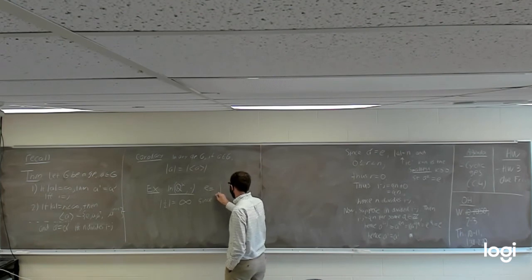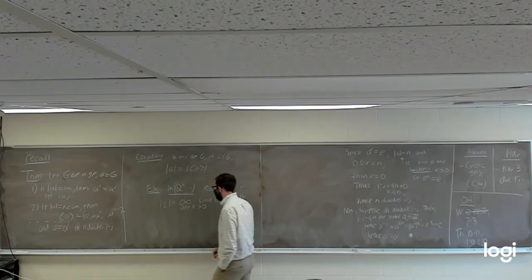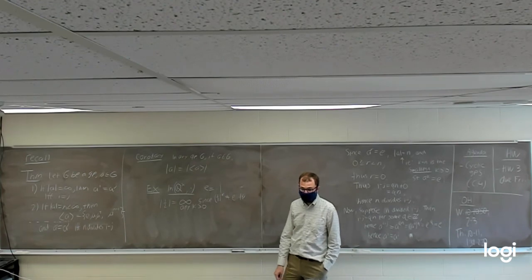Since 1/2 to the k is not equal to the identity for any positive value k. So that's what it meant for something to have infinite order.